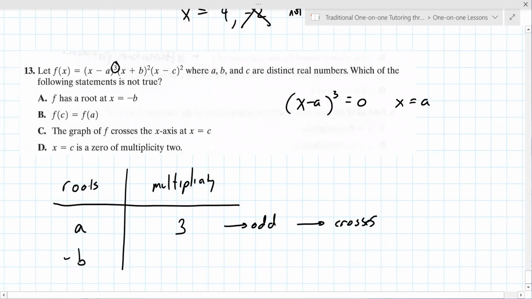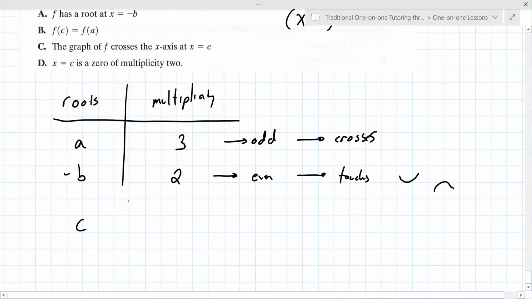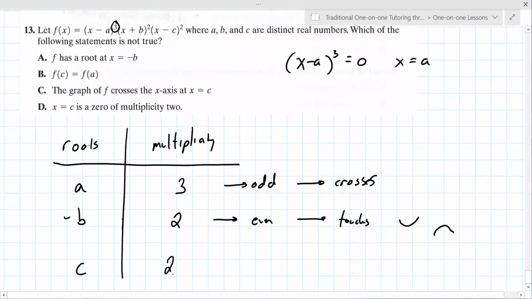The next root is at negative b, because negative b plus b is 0. It has a multiplicity of 2. That's even, so it touches. And a touch is like that, or like that. And then finally, there's a root at c. It's also got multiplicity 2, and it's even, so it touches.